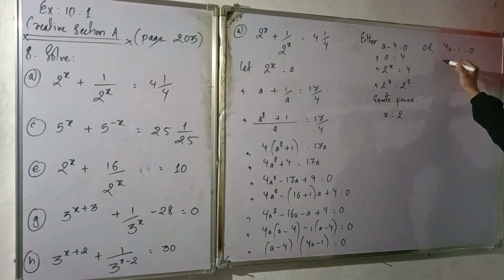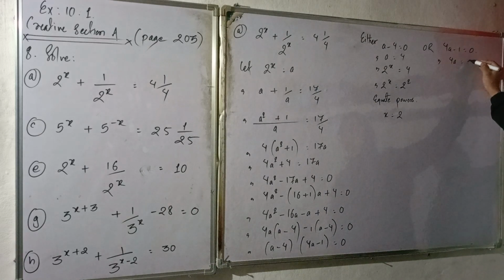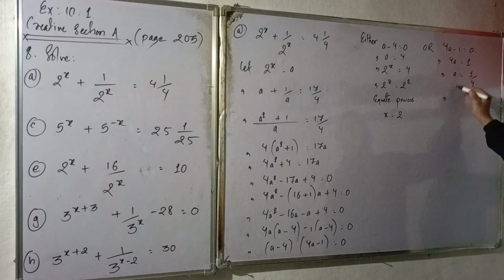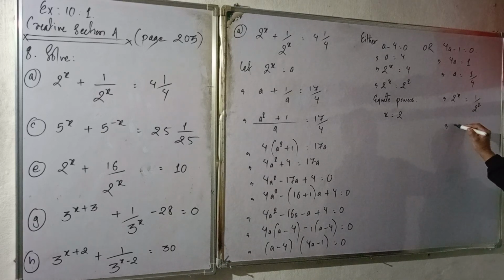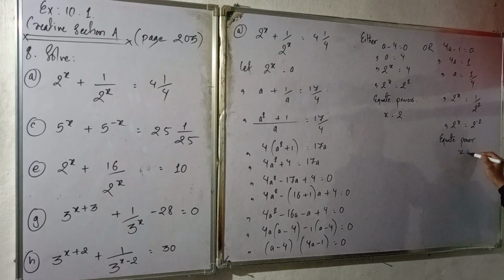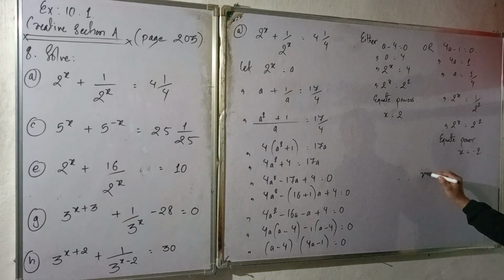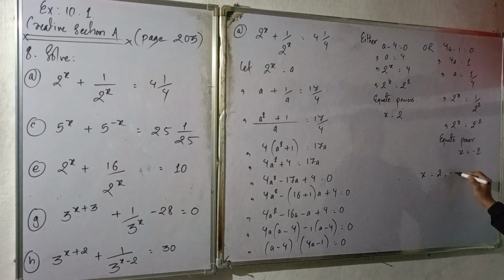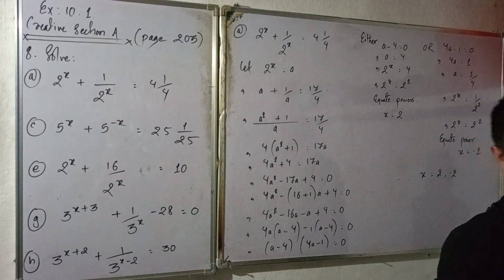Now similarly here also, 4a equals 1, or a equals 1 by 4. Now replace the value of a by 2 power x. Now 4 can be written as 2 power 2. Now 2 power x equals 1 by 2 squared, take this into the numerator, it becomes 2 power minus 2. After this equate powers, you will get x equals minus 2. So there are two values for x, one is 2 and another is minus 2. So this is how it is done.